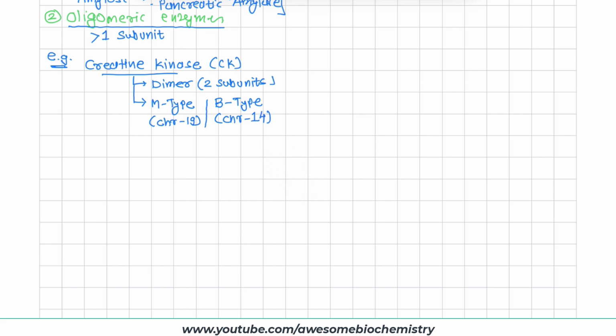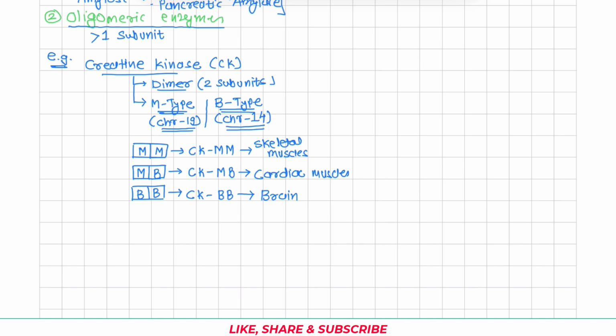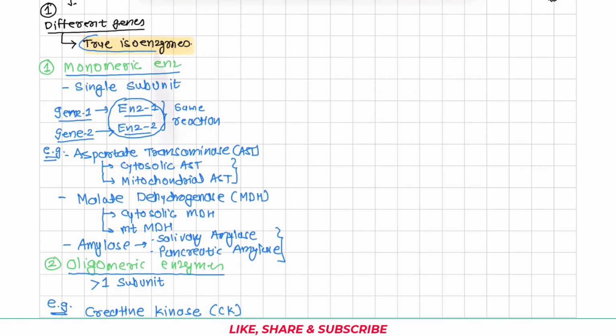Since creatine kinase is a dimer and we have two options for subunit, three possible combinations can exist: MM, MB, and BB. This gives rise to three isoenzymes. Creatine kinase MM, found mainly in skeletal muscle. Creatine kinase MB, found mainly in cardiac muscles, and creatine kinase BB, which is found mainly in the brain. And because each subunit comes from a different gene, these are perfect examples of true isoenzymes.